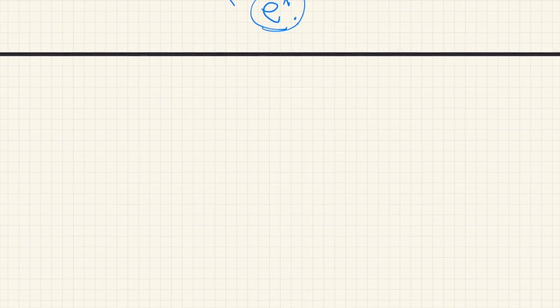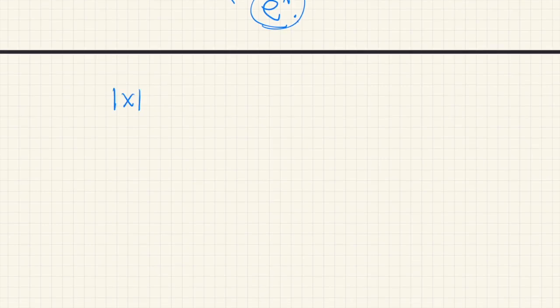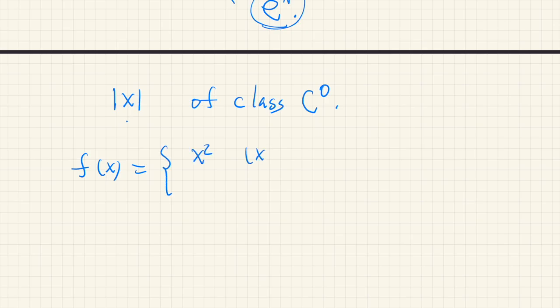As an example, this function, this is of class what? This is not differentiable at all, but it is continuous, so it's of class C0. And the function we have seen a little while ago, defined as x squared when x is positive or 0, or negative x squared when x is negative, we can differentiate once, but not twice. So this is class C1.